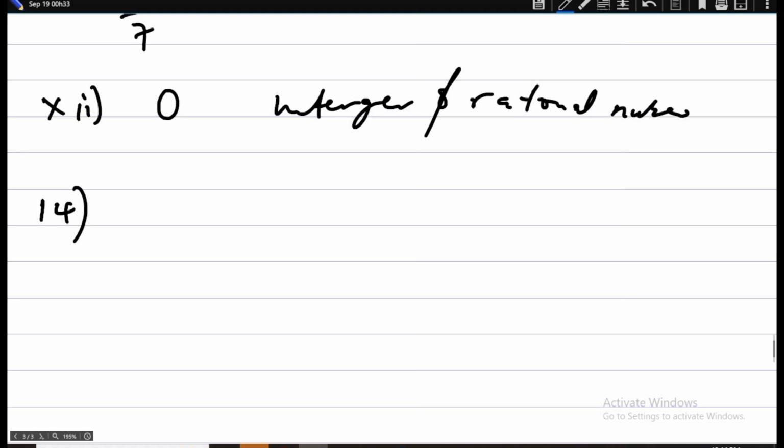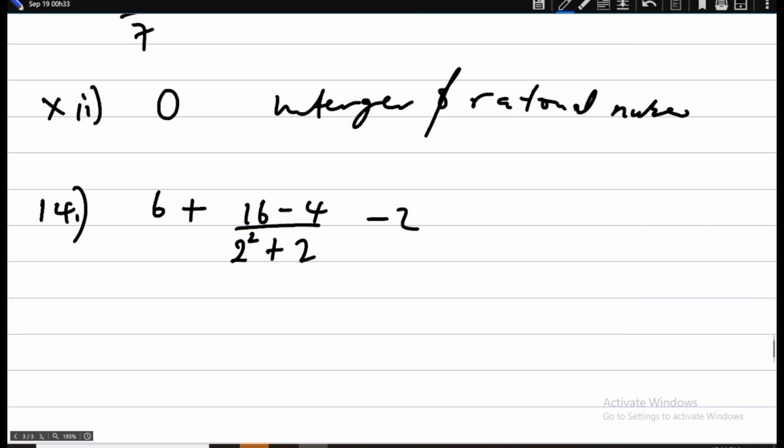Simplify the following. They gave us 6 plus 16 minus 4, all over 2 squared plus 2, then minus 2. Okay, that is for question number 14i. So let us solve this.